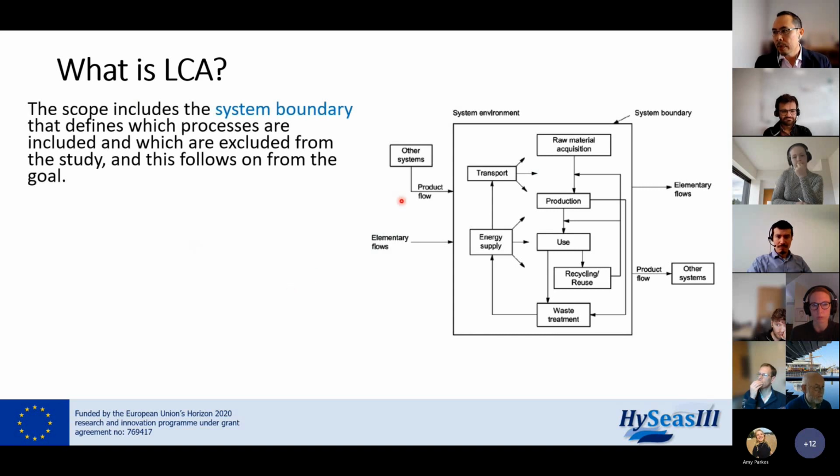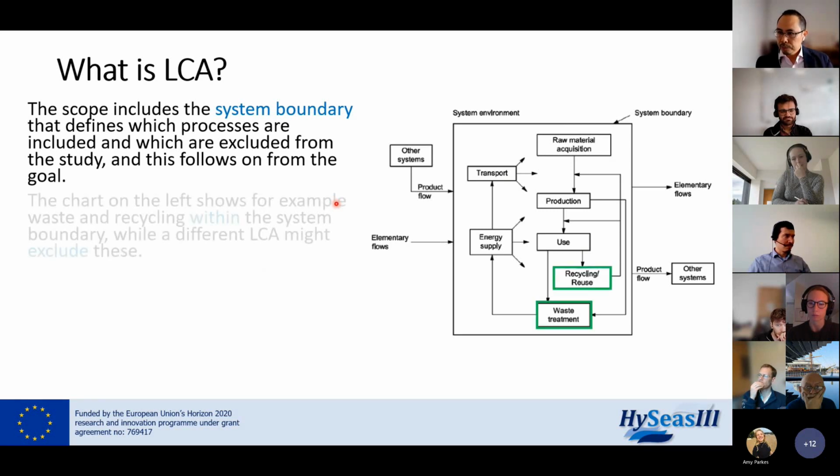So, a different way of looking at it: the scope, which we talked about as the first phase of an LCA, includes the definition of a system boundary, which is this block around it. This defines which processes we include and which we exclude from the study, and this follows on from the goal. And this, as you can probably imagine, is quite important as a starting point to figure out what actually is going to go into this LCA.